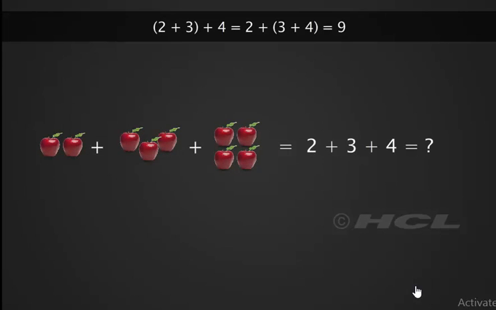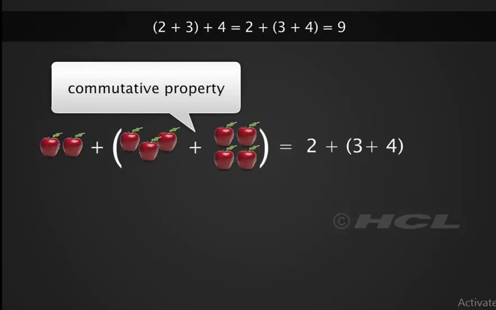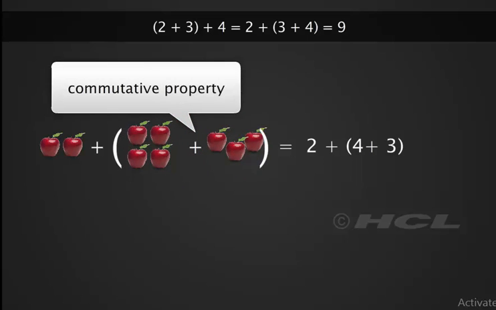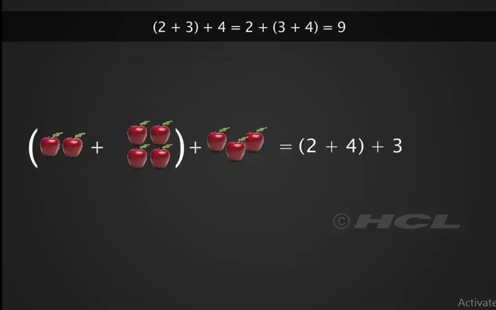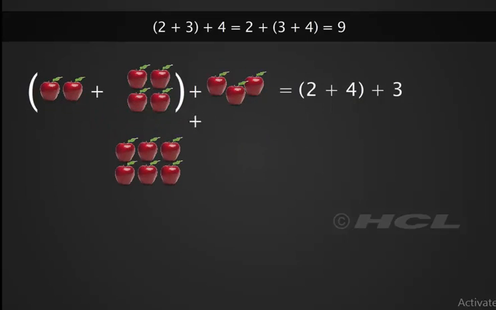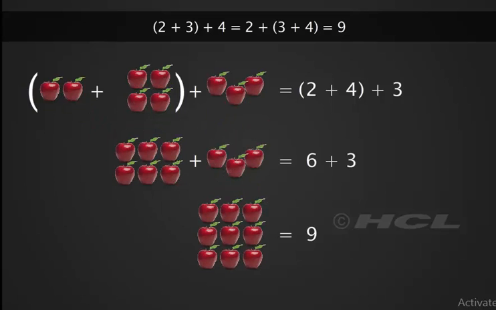We've seen that when we group consecutive numbers in any order, the result remains the same. Now, if we add the first and last numbers, would the sum remain the same? Yes. We can first apply the commutative property, that is, change the order of these numbers. Now, we can add the numbers. Notice that the result is the same.